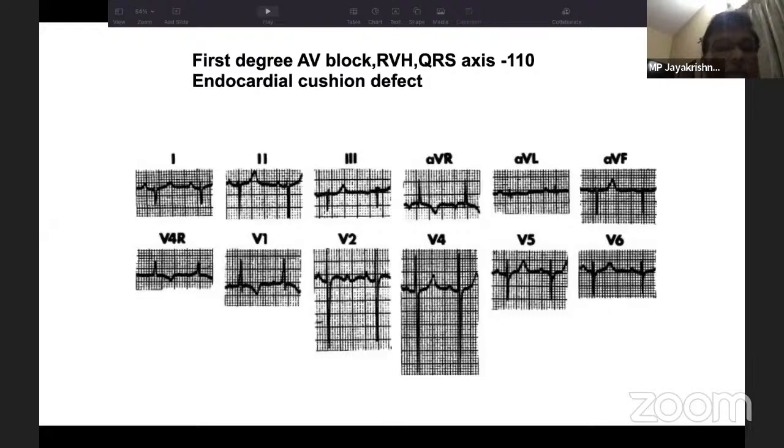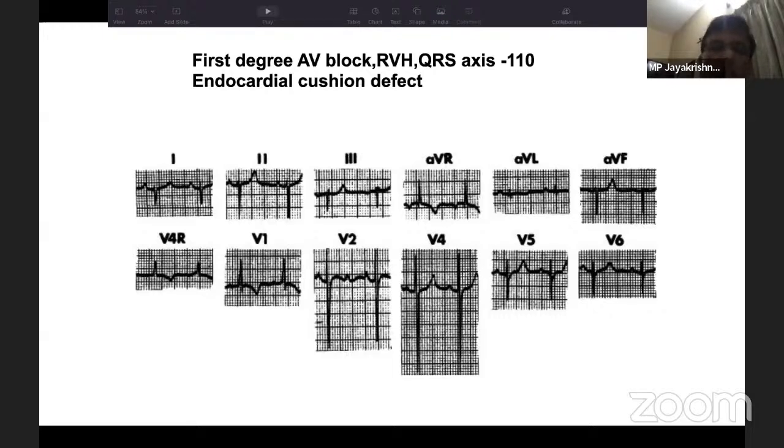And look at the QRS axis again. It is negative in lead 1, and in AVF also it is negative. That means the quadrant is the right upper quadrant. Again, a superiorly oriented QRS complex. And which chamber is hypertrophied? Only RV. So this is an RVH with a superiorly oriented QRS axis. So this is endocardial cushion defect, for your exam purpose.